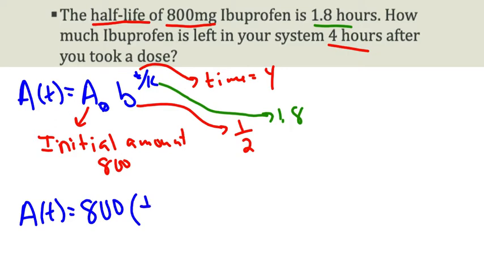Talking about half-life, so our base here is 1/2. And just as a general function, we can have t divided by 1.8. Because if we plug 1.8 in for t, that will give us an exponent of 1. 1/2 to the first power would be 1/2 times 800, which would get us down to 400 milligrams. That's the half-life. It's how long it takes for it to have half the amount left.